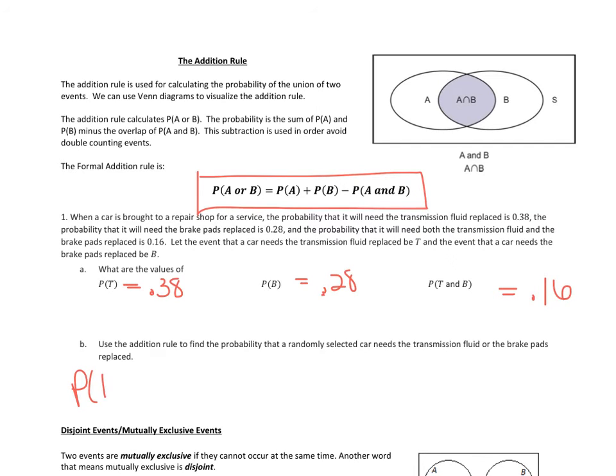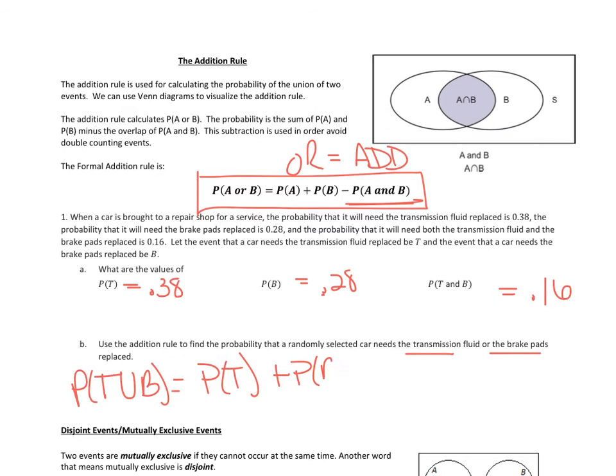So I'm going to use my values. I want the probability that it needs transmission fluid or brake pads, so P(T or B). So that means I'm going to add because I see the word or. Or means to add in probability, and subtract the overlap. Always remember, subtract the overlap if there's an overlap. So P(T) plus P(B), minus my overlap of P(T and B). I'm going to put 0.38 here, plus 0.28 here, minus 0.16, and I will get 0.5.